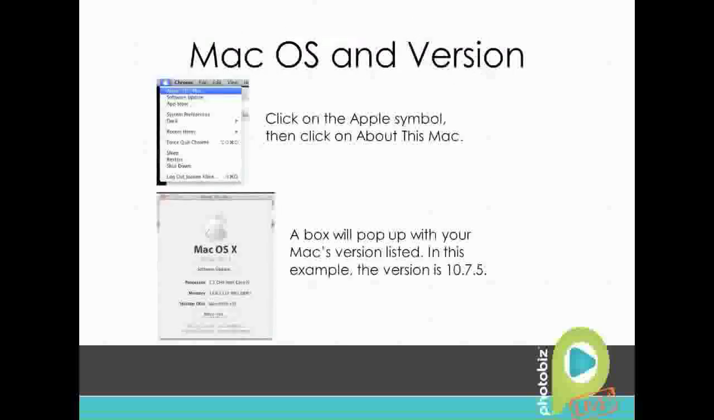If you're on a Mac and you want to find your Mac operating system and version, just click on the little Apple symbol and then click on About This Mac. That will pop up a little box that'll tell you, right below where it says Mac OS X, the version. In this particular example, we're looking at version 10.7.5.